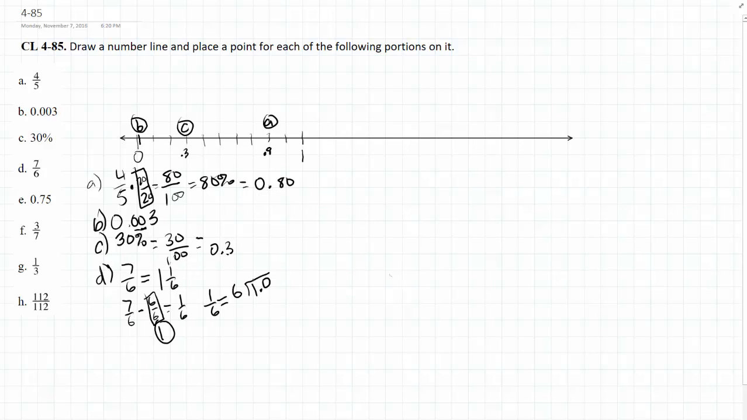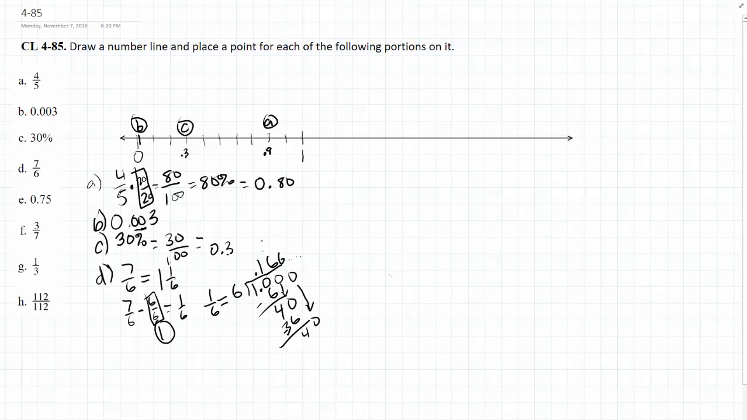6 can go into 10 one time. We'll put the decimal point right up there. 1 times 6 is 6. Subtract here: 10 minus 6 is 4. Drop the 0 down, this is going to be 40. 6 goes into 40 6 times. 6 times 6 is 36, and we notice it's going to continue the same pattern: 6, 6, 6, 6, etc. And we learned that's 0.1 with 6 repeating.